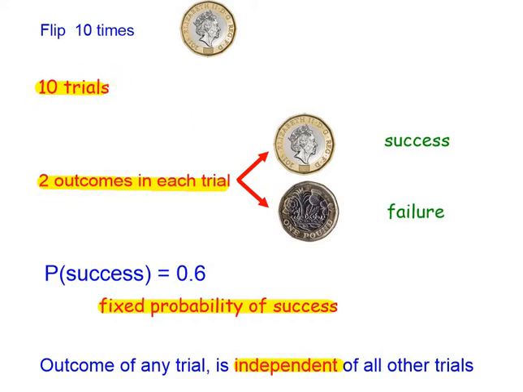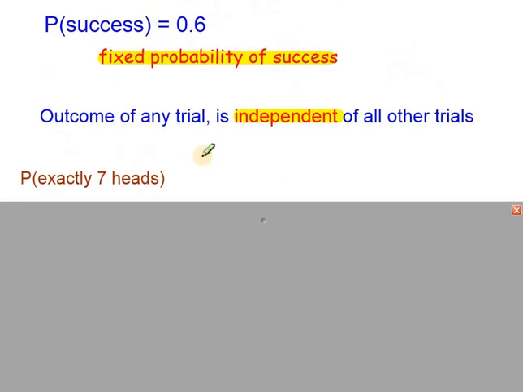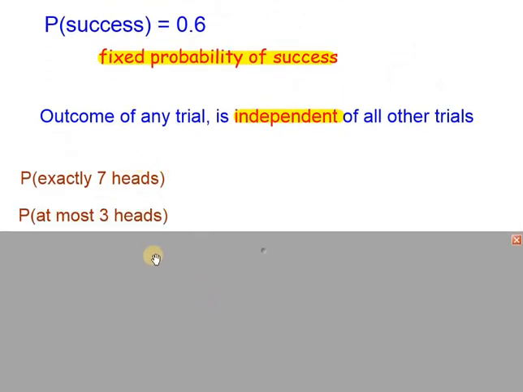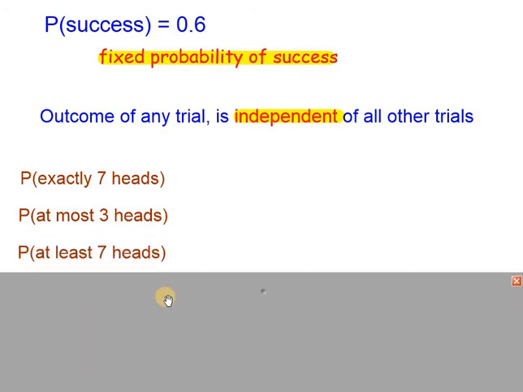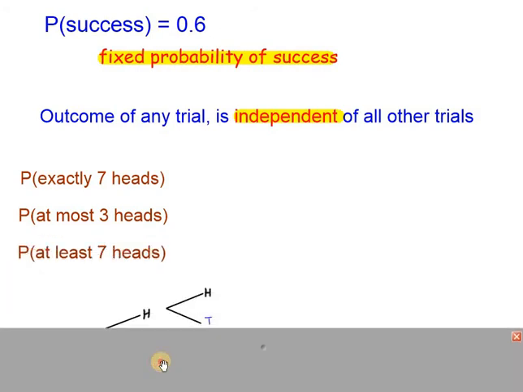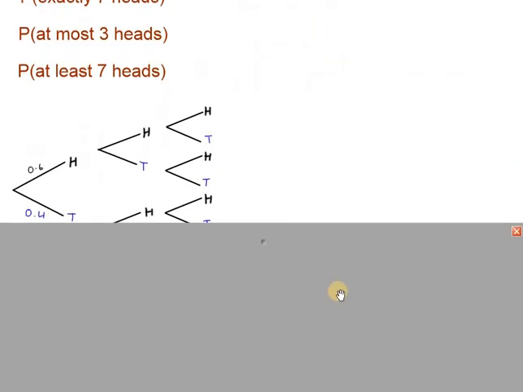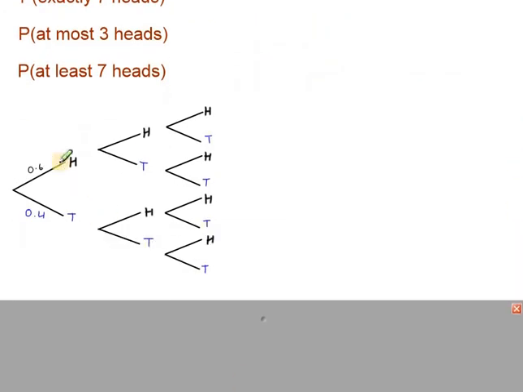number of trials. So for instance, let's say if we want to work out the probability that we get exactly 7 heads, or at most 3 heads, or the probability of at least 7 heads, we could try a tree diagram approach. So far that's 1 flip of the coin, 2 flips of the coin, 3, and you can see this is an impractical way. We don't want to go to 10 flips of the coin using a method like this.